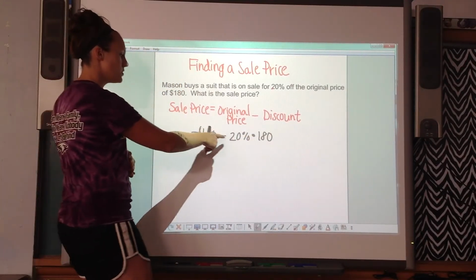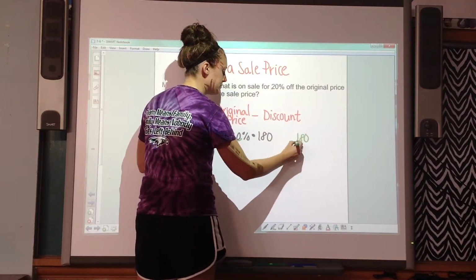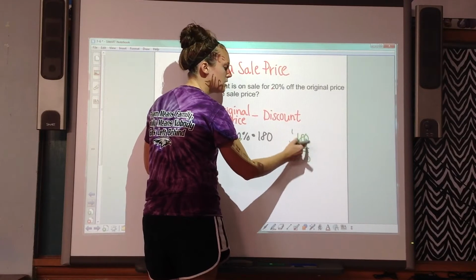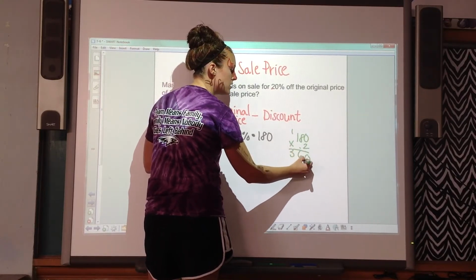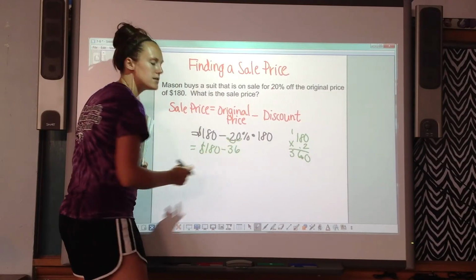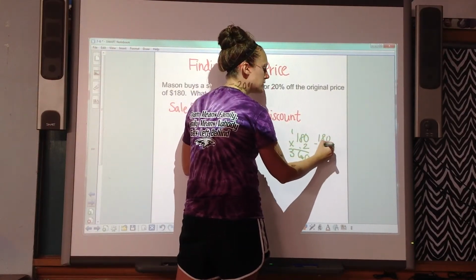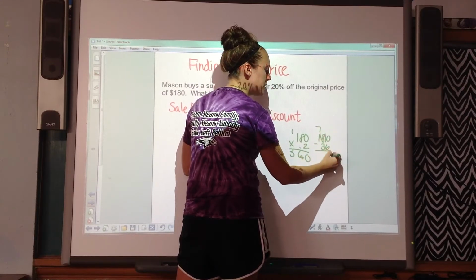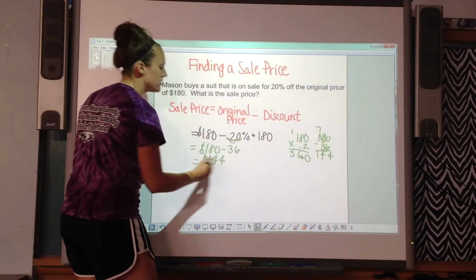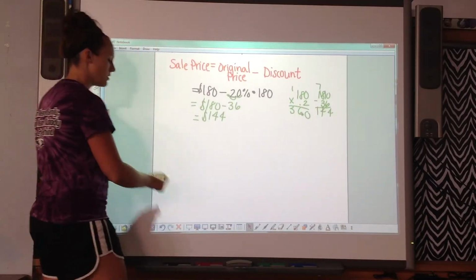So I'm going to solve this first. Turn this into a decimal. I want to find 180 times 0.2. 2 times 8 is 16. 2 times 1 is 2, plus 1 is 3. Do the decimal dance and I get $36. So we save $36, but it's not asking how much we save, it's asking the final price. So you're going to have to subtract to say what Mason would pay. Okay, so that's the first method. Let me show you the second method real quick.